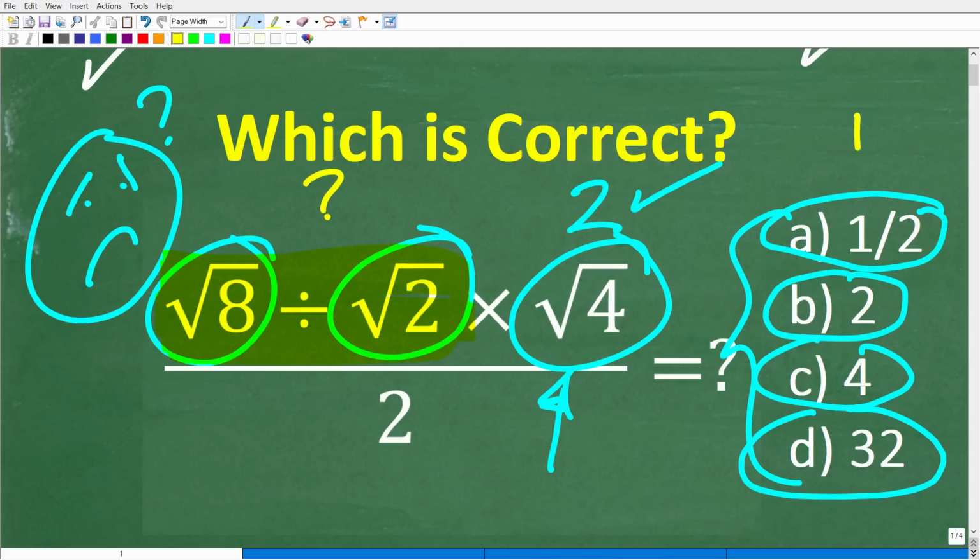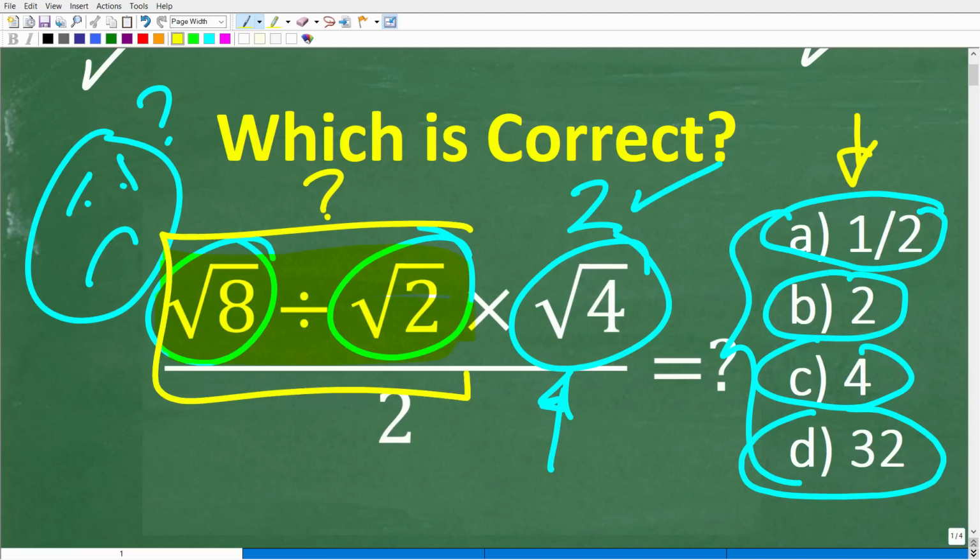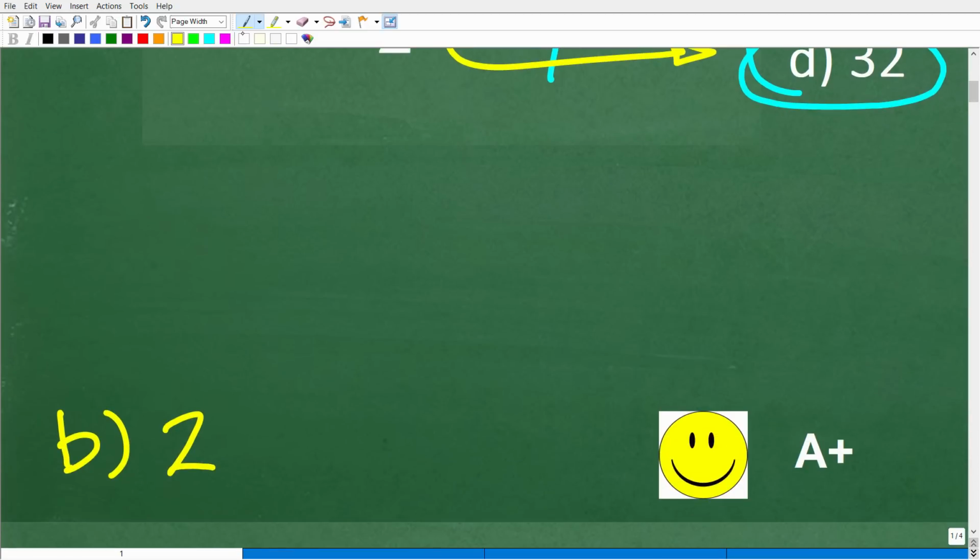Now, remember, the correct answer is one of these right here, and hopefully you see your answer that you are taking a guess with, right? So if you can kind of figure out what to do here, well, hopefully you can get the right answer. But let's go ahead and take a look at the correct solution. The correct solution here is 2, which of course is option B.